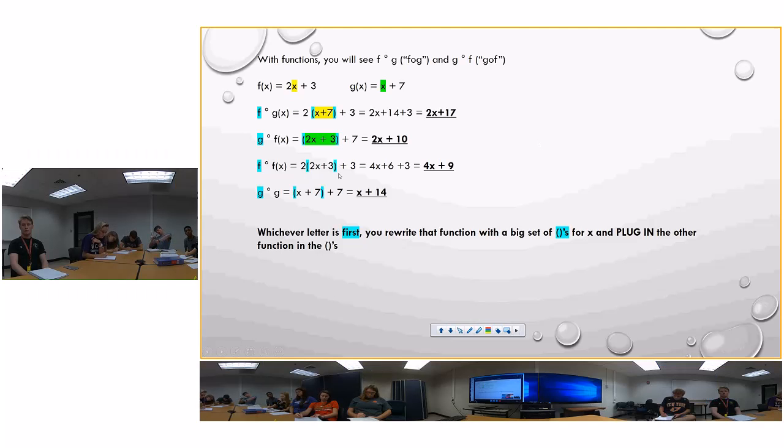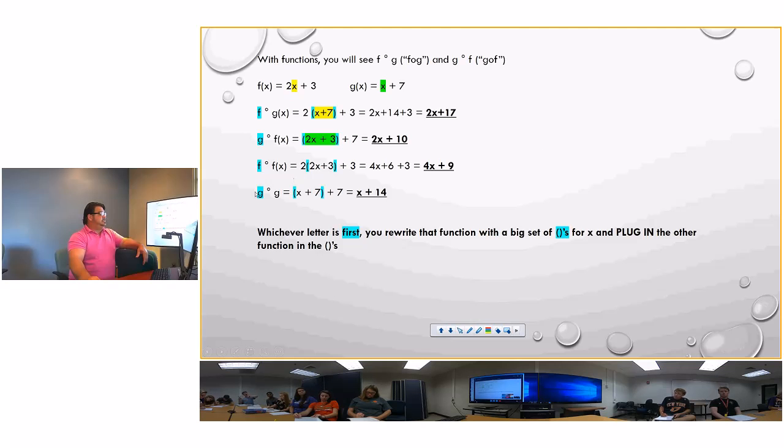Now here's one that gets people on tests, especially on a standardized test. f of f and g of g. Basically, you're going to plug the operation, the function, into itself. And that's what you get. Whichever letter is first, you rewrite the function with a big set of parentheses for x. Then plug in the other function.